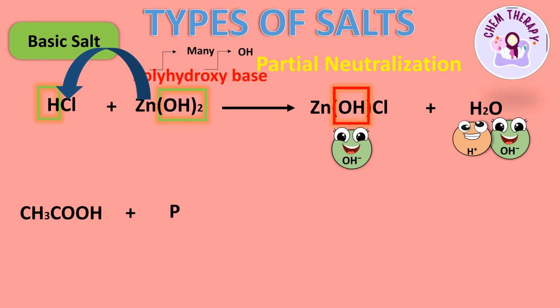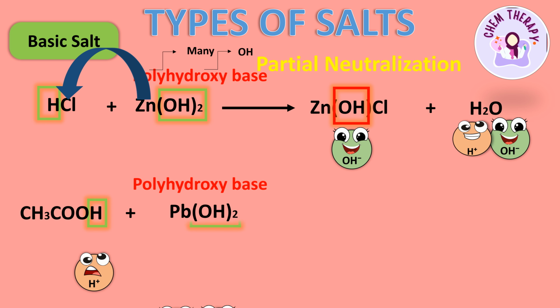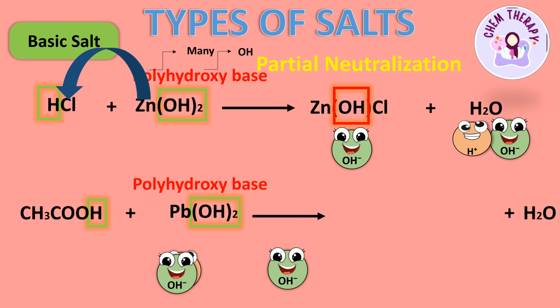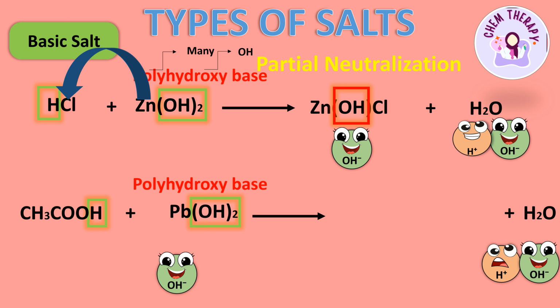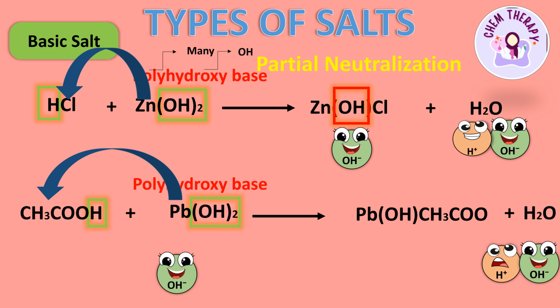Let's take another example in which acetic acid reacts with lead hydroxide, which is also a polyhydroxy base. There is one hydrogen while two hydroxides. Out of these, one hydrogen and one hydroxide neutralize each other to form water, while lead of base and acetate of acid react to form salt. There is still one hydroxide left in base, which becomes part of salt. The salt formed is lead hydroxyacetate, which contains a replaceable OH group, hence basic in nature.